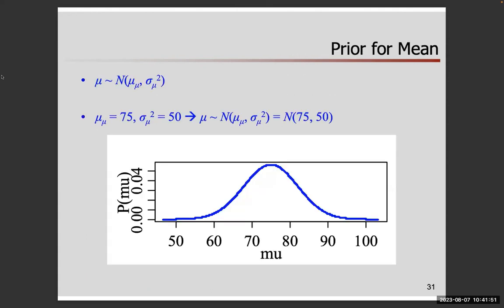I like to look at pictures. There is a normal distribution with a mean of 75 and a variance of 50. Why did I select this?